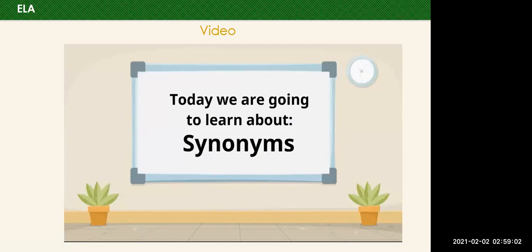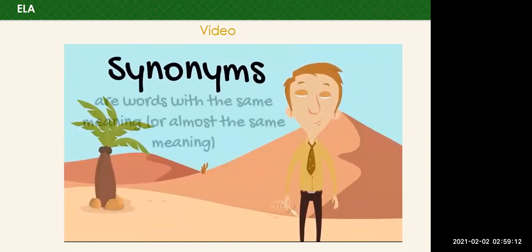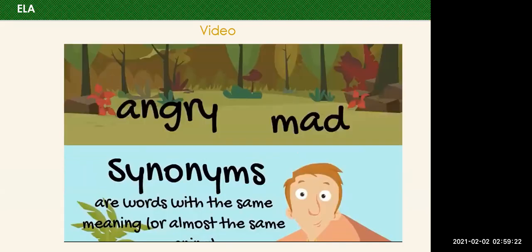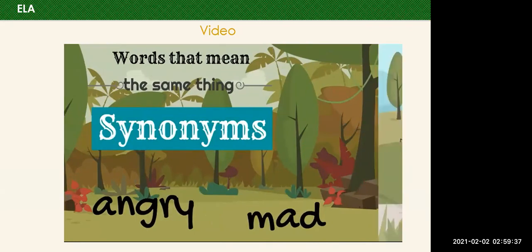Today we are going to learn about synonyms. We're going to learn what synonyms are and how you can spot them. So what are synonyms? Well, synonyms are words with the same meaning or almost the same meaning. Words that mean the same thing are synonyms, like the words angry and mad. Angry and mad have the same meaning. They are synonyms.